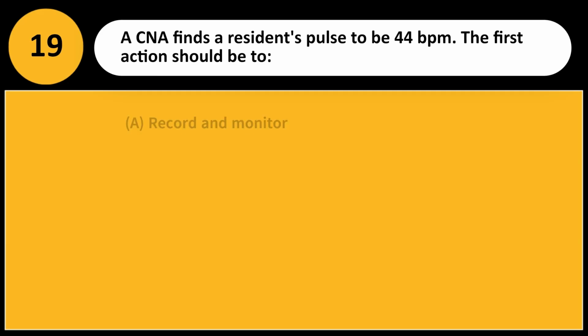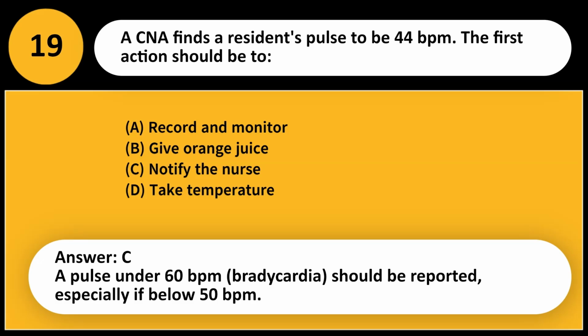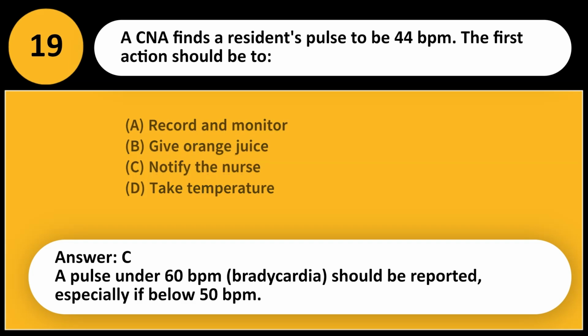A CNA finds a resident's pulse to be 44 BPM. The first action should be to A. Record and monitor. B. Give orange juice. C. Notify the nurse. D. Take temperature. Answer C. A pulse under 60 BPM, bradycardia, should be reported, especially if below 50 BPM.